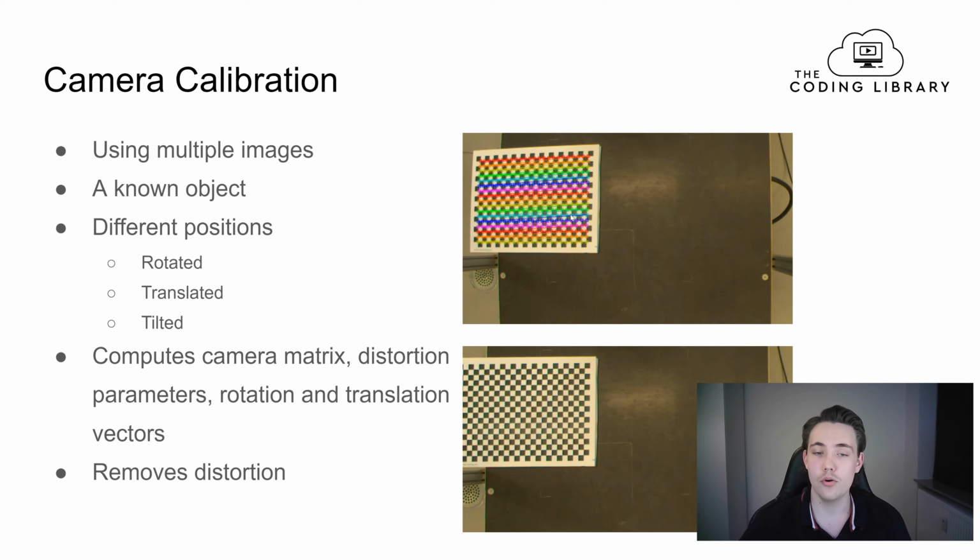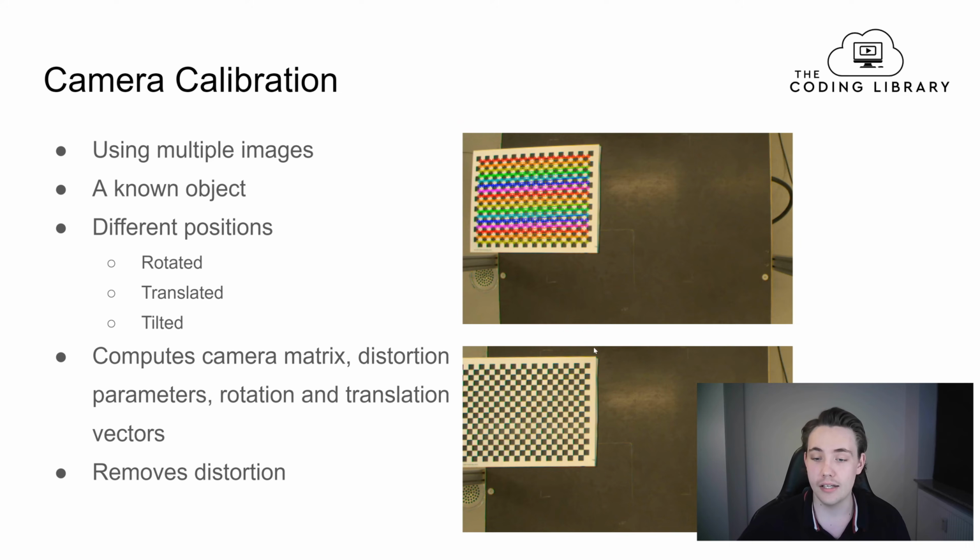We need to have a known object, and in this case we're going to use a chessboard. Then we need multiple images where the chessboard is at different positions. So we need to rotate it, translate it around in the image, and also tilt it, so we get tilted chessboards with our camera as well. We can then use that information to calibrate our cameras. As we can see over to the right, we're going to calibrate this camera and find the corners of the chessboard. Because we know the object in 3D world coordinates, we can use that information to calibrate our camera and also get our distortion parameters.